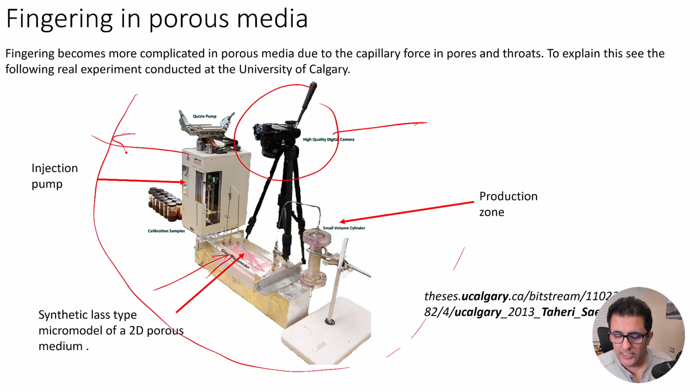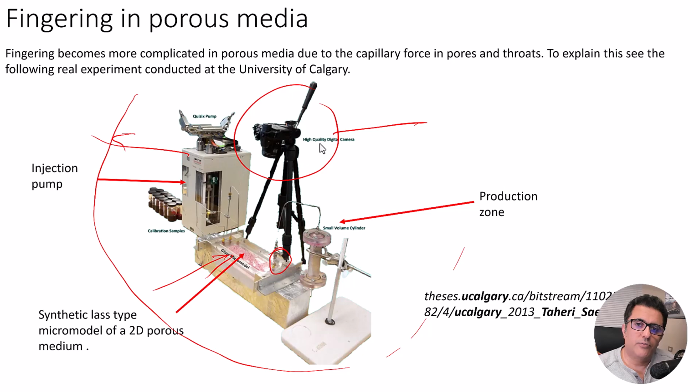This device is a pump that injects fluid into this micro model. And at this point, you see there is a hole to extract fluid out of this micro model. So this experimental study was to monitor the fluid displacement in porous medium when we have two immiscible fluids.